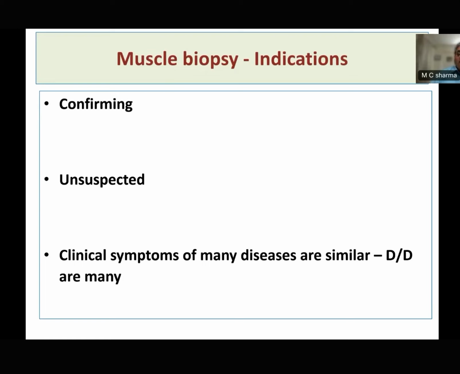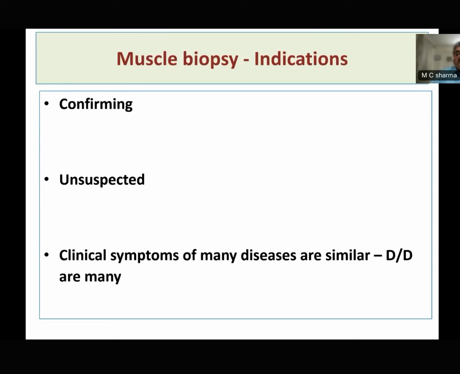But the first part is the muscle biopsy. I will say this is the most important. The second part, if the first part is okay, the interpretation is not very difficult in the majority of the diseases. At least broadly we can classify. So what are the indications for the muscle biopsy? Sometime earlier we used to do it for confirming the diagnosis.